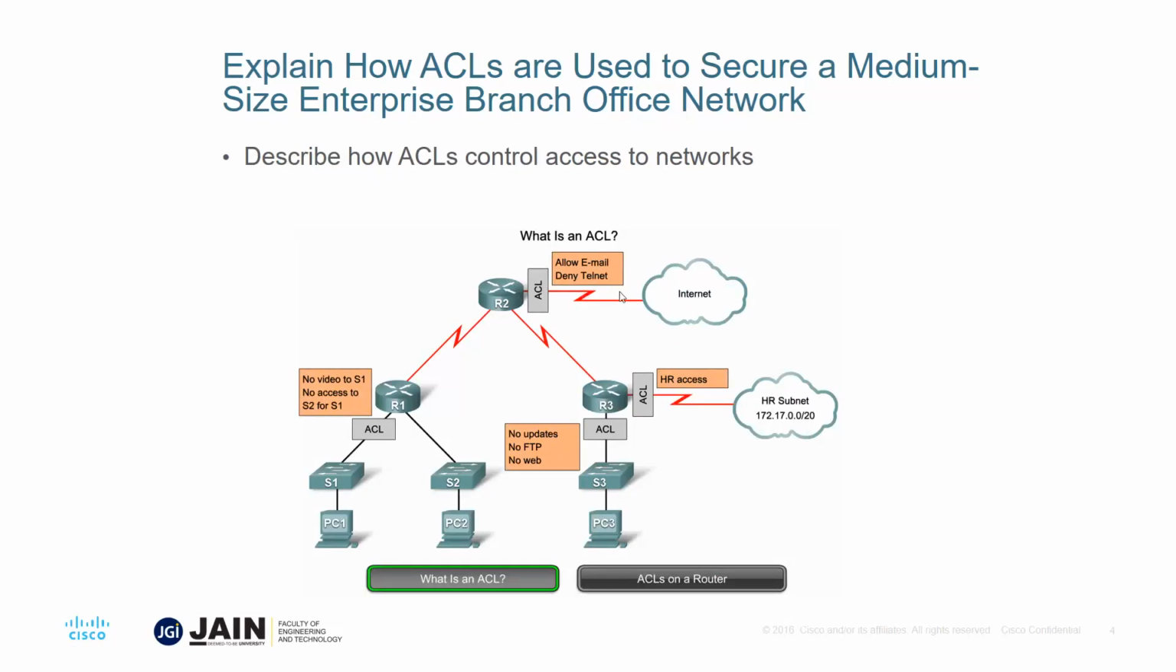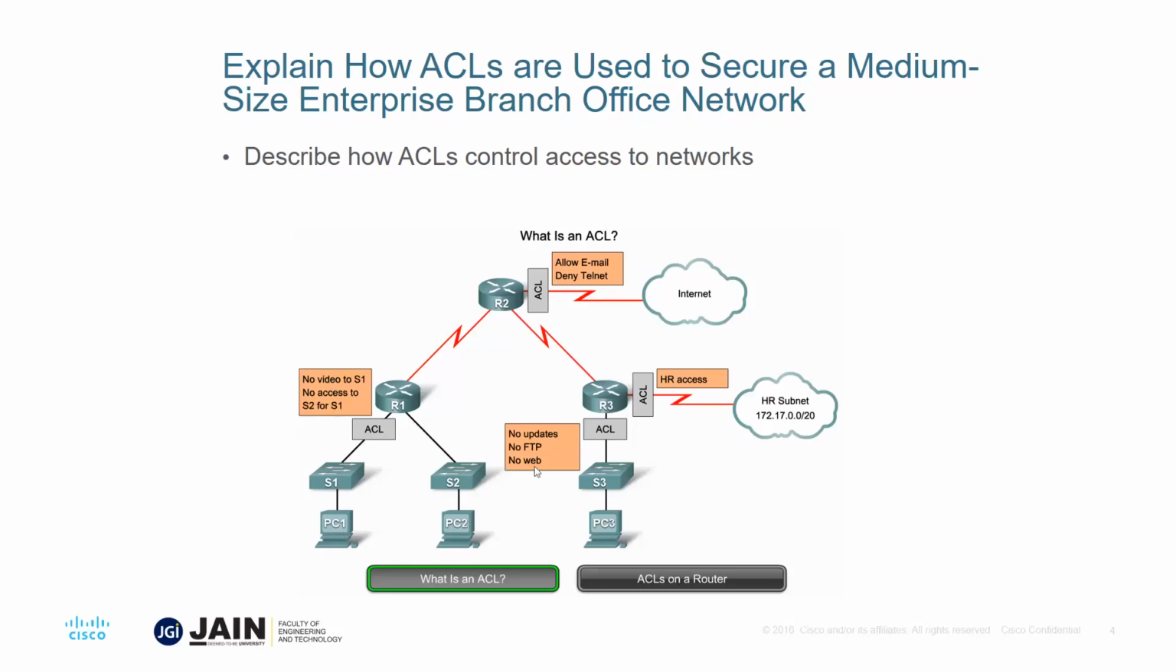If you see router 1, it says no video for S1. So for the source, it is trying to block the video, the protocols with respect to video communications. And it says no access from S1 to S1. Yesterday somebody asked, sir, can we apply an ACL within the intranet? Now you can see this example. S1 to S2 or S2 to S1, I may also block the communication.